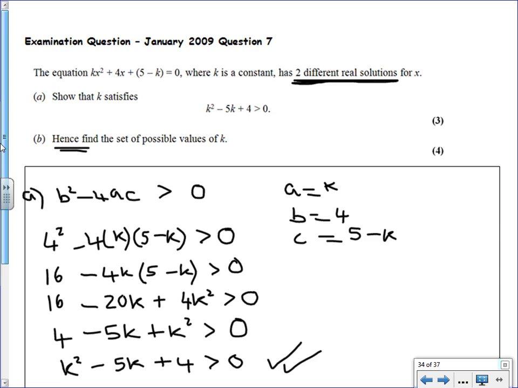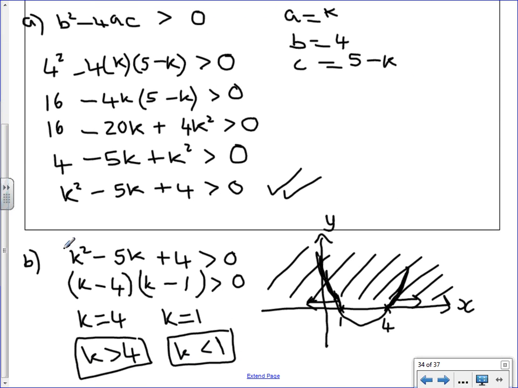So the question, if you look at the number of marks, it's 4 marks for part B. If you simply just did this bit and worked out your roots, k is 4 and k is 1, you're only going to get half the marks. You must always sketch the graph when you've got a quadratic inequality and shade the correct region for the extra 2 marks.